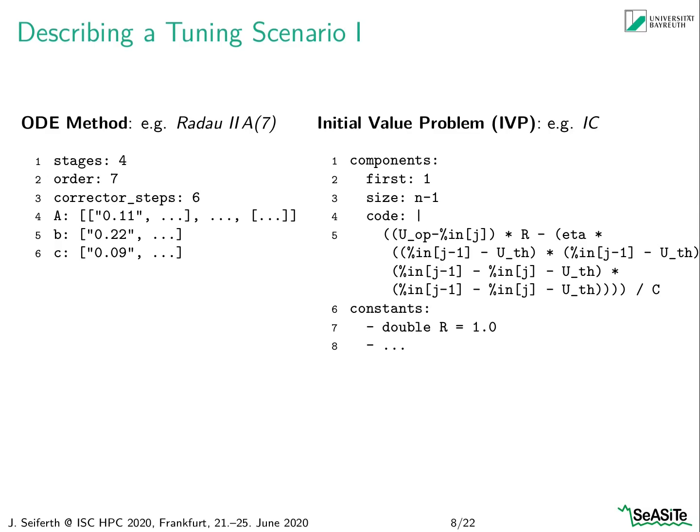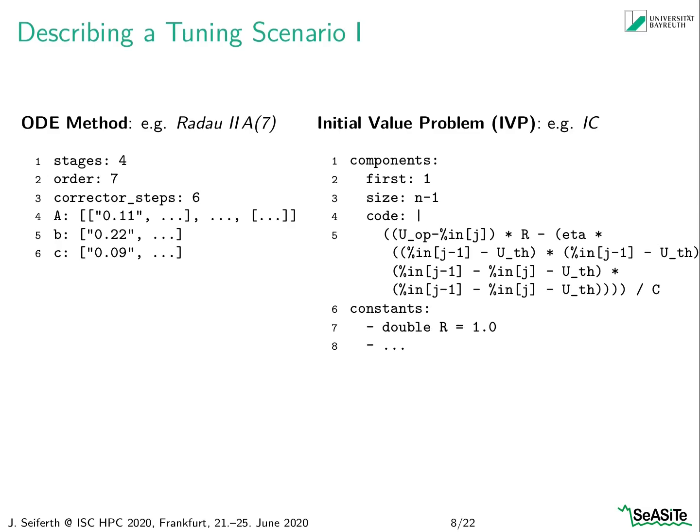The components entry describes the components of the IVP. Adjacent components that execute the same computation can be described by a single block. Thereby, the entry first denotes the first component, and size specifies the total number of adjacent components handled by that particular block. Each component entry contains a code entry. The code entry describes how the function evaluation f, or right hand side, will be substituted during the code generation.